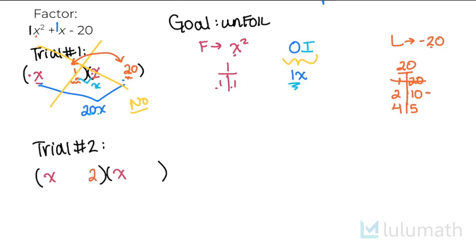So I'll place the 2 here and I'll place the 10 here. My outer terms are going to multiply together to give me 10x. My inner terms multiply 2 times x, which gives me 2x, and I cannot get a 1x from that either, so this is not going to work as well. So let's do our third trial.